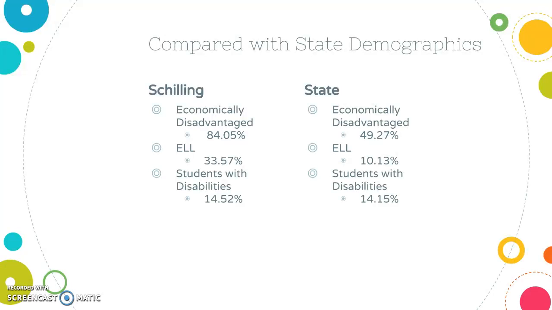To compare that with the state demographics, at Schilling Elementary, like I said, we're at about 84% economically disadvantaged, and statewide, that percentage is right around 49%. So we have quite a higher percentage within our building than the state total. ELL population is about 33.57% at Schilling, and statewide it's about 10.13%. Students with disabilities hover around 14.52%, and statewide about 14.15%. So those percentages are very similar.